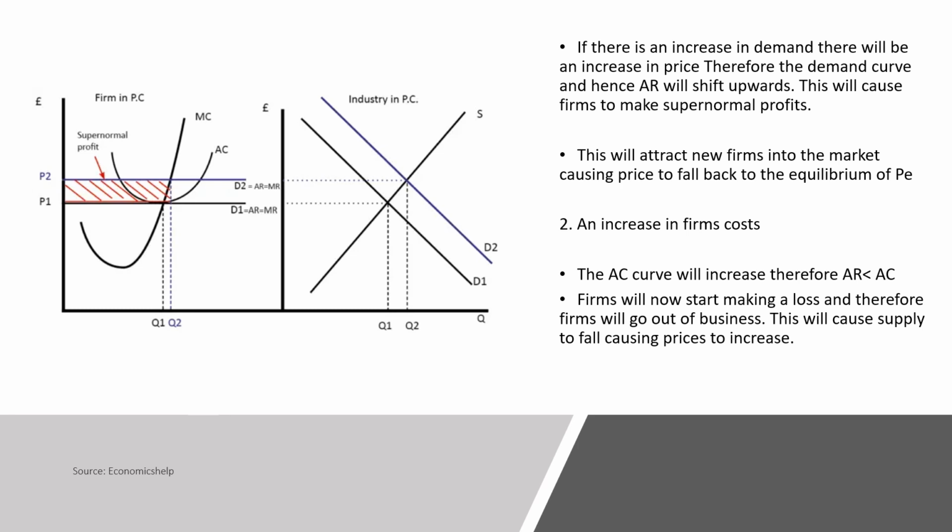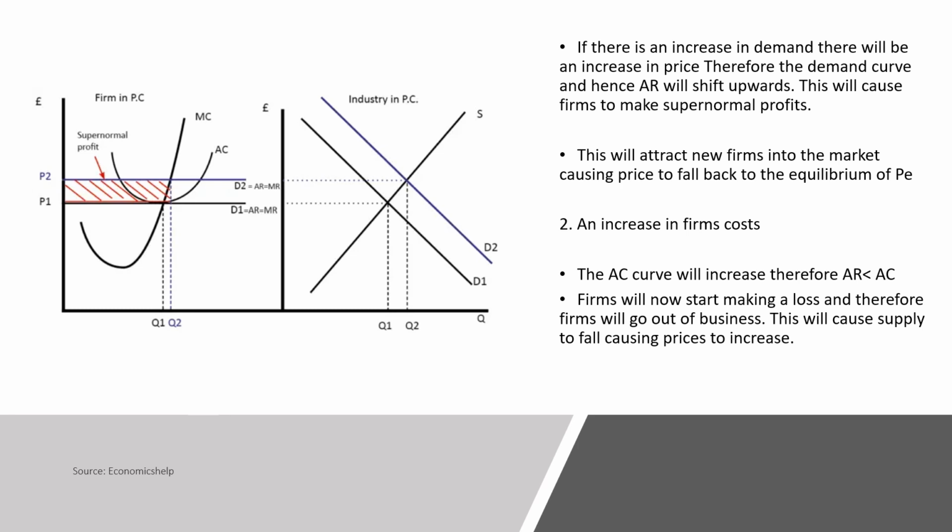If there's an increase in demand, then there will be an increase in price. Therefore, the demand curve and AR will shift, and this will allow firms to make supernormal profits. But once people see that there's money in this business, it attracts them and they go back to the equilibrium.